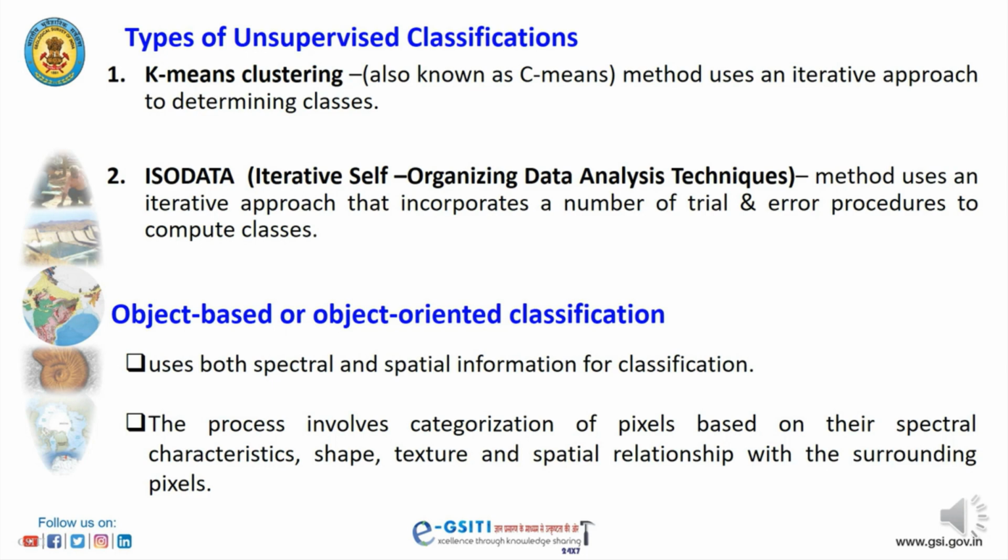Object-based or object-oriented classification uses both spectral and spatial information for the classification. This process involves categorization of pixels based on their spectral characteristics, shape, texture, and spatial relationship with the surrounding pixels.